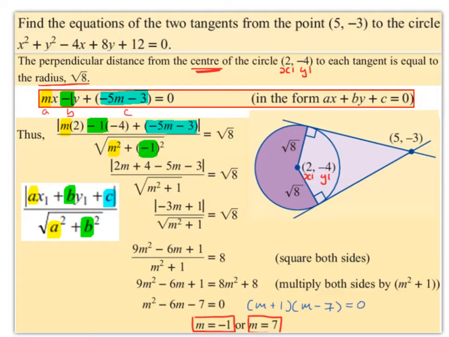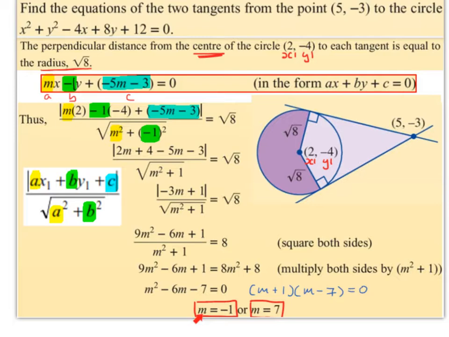Then we bring everything over to the left-hand side to give us m² - 6m - 7 = 0. Factorising gives us (m + 1)(m - 7) = 0. So m is equal to -1 or m is equal to 7, which are the slopes of the two tangents. So our two tangents, now we have the slopes of them, -1 and 7.